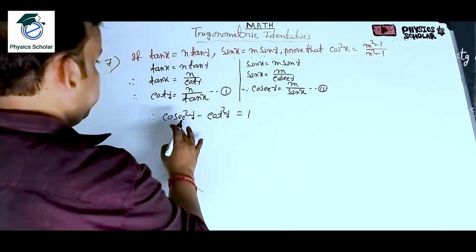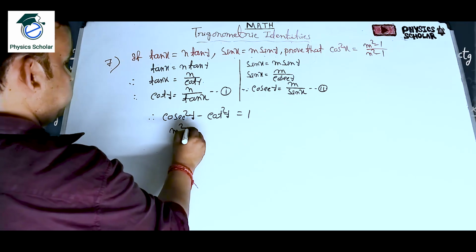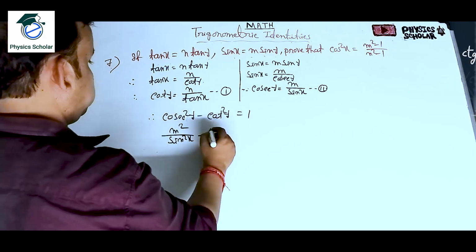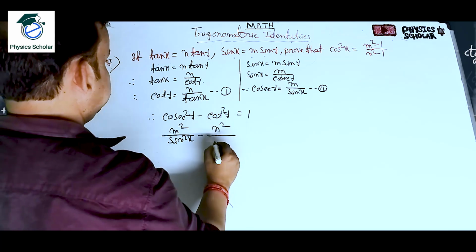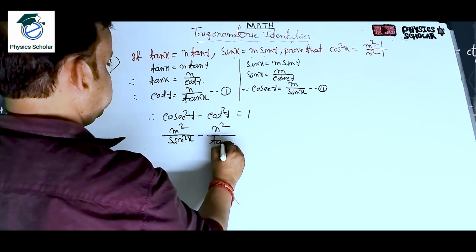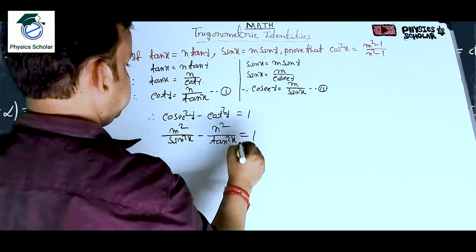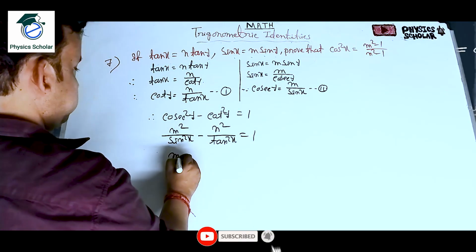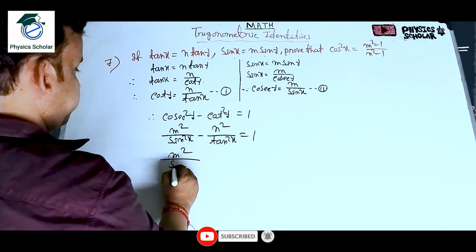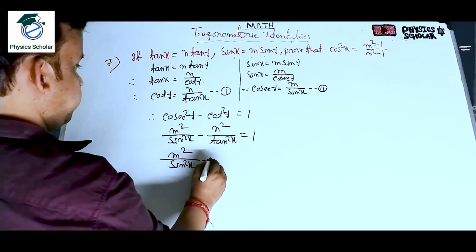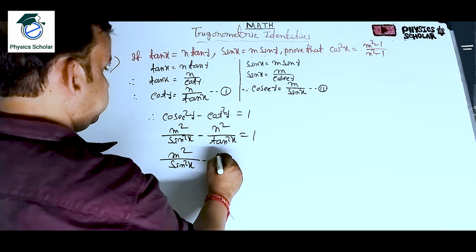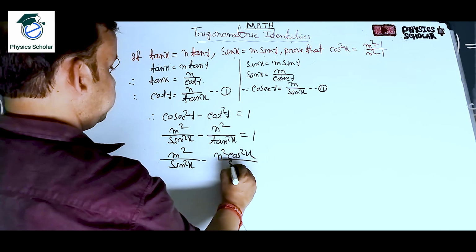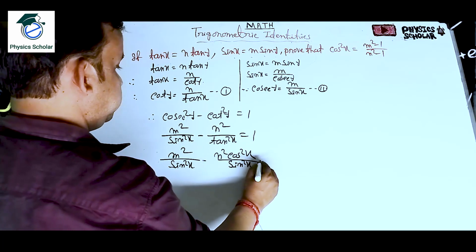Clear? So what is cosec square y? M square by sin square x, minus what is cot square y? N square by tan square x, is equal to 1. So what is the tan? It is sin by cos. So m square by sin square x minus, tan means sin by cos, that means n square cos square x by sin square x is equal to 1.